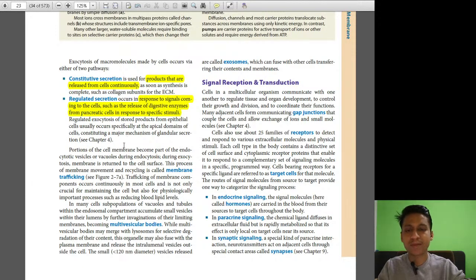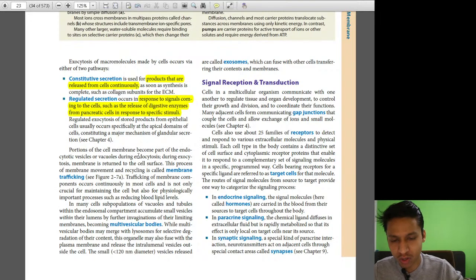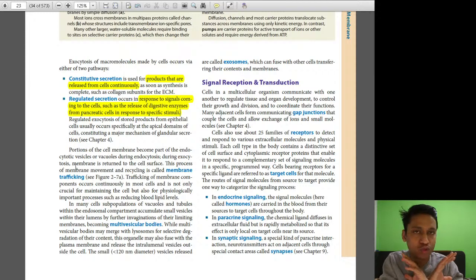We will study chapter 4 and we will know what types of cells carry out regulated exocytosis, regulated secretion. A portion of the cell membrane becomes part of the endocytosis vesicle or vacuoles during exocytosis. So far we know that the plasma membrane is the most important part when it comes to transport, because exocytosis, like endocytosis, needs the plasma membrane to participate in the completion of this procedure.